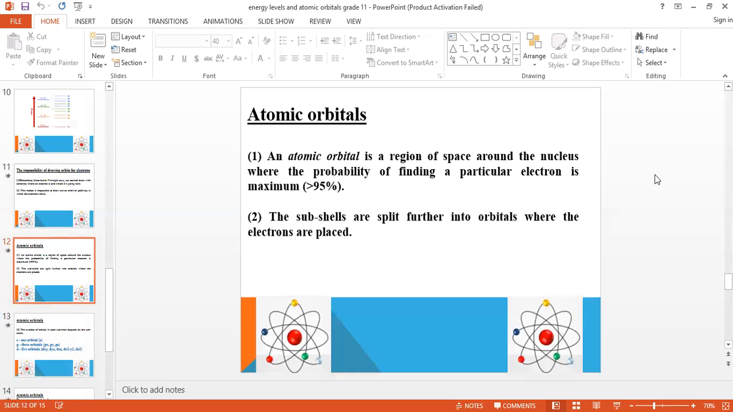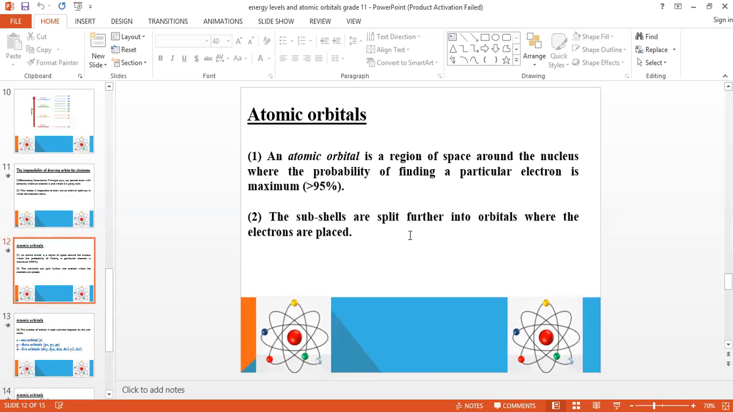What are atomic orbitals? Atomic orbitals are the region of space around the nucleus where we find the probability of finding an electron, the percentage of electrons present in the first, second and third shells. So we call atomic orbitals the space between two shells.